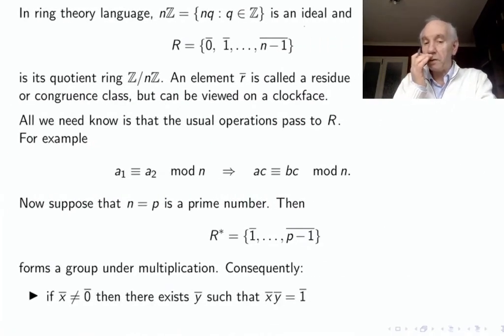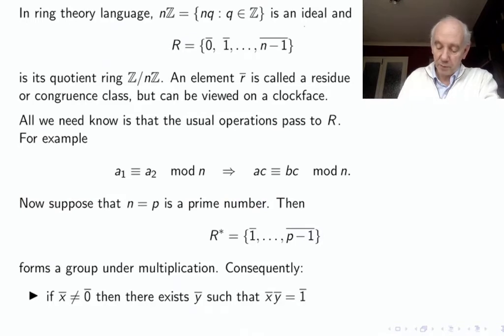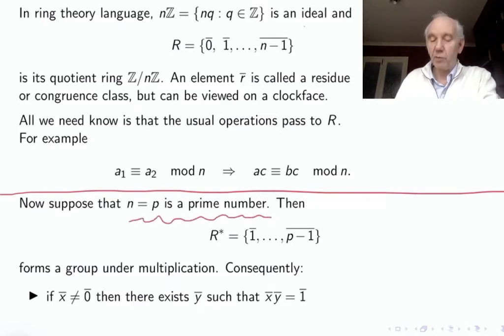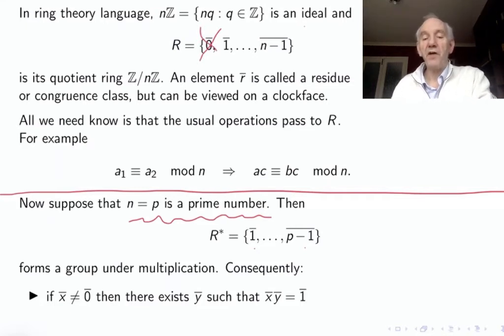Now I'm going to, should have had a pause here really, because I want to move on to the case in which n is a prime number. So things work better in this situation. I wasn't assuming that up to now. But if n is a prime number, then the key point is that the non-zero residue classes, so all I've done is I've removed 0 bar, they form a group under multiplication.